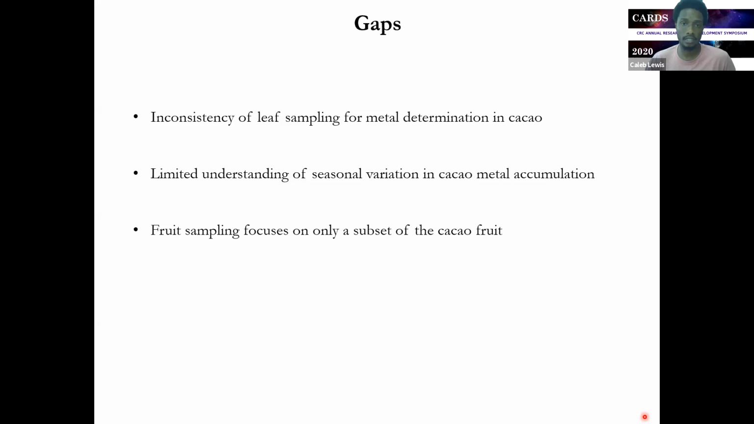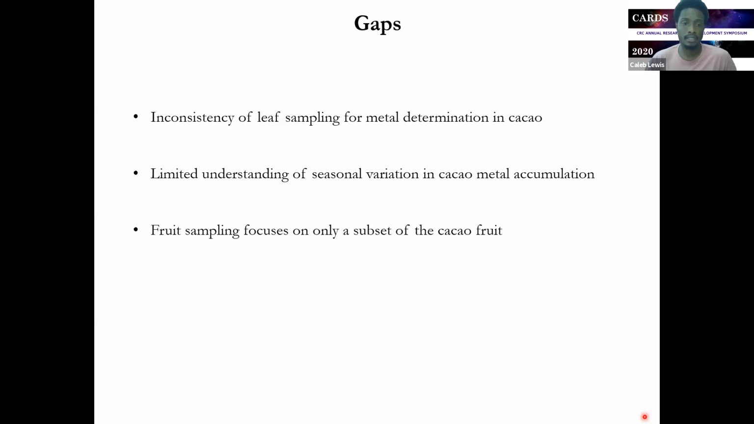Now, most of the studies that have been done on crops and cadmium accumulation are on seasonal crops, so rice, wheat, etc. That's where the majority of the major findings come from. So there's limited understanding of how the seasonal variation that cacao would experience by being in one plot for 30-plus years will affect the metal accumulation.